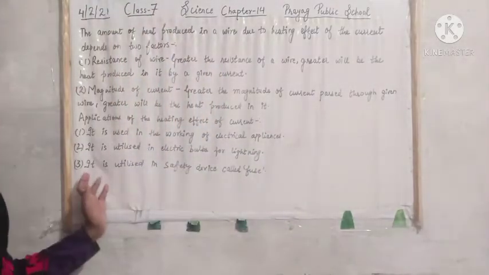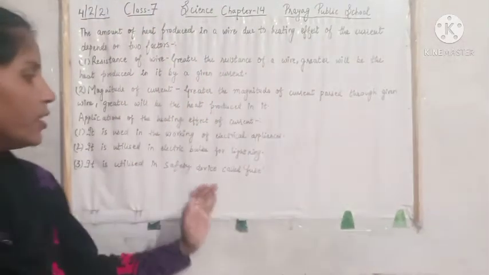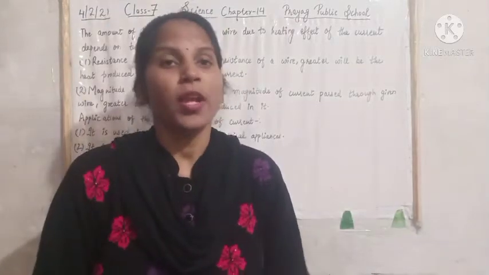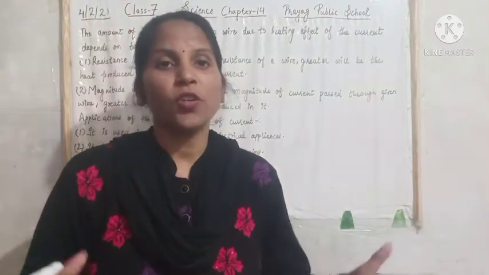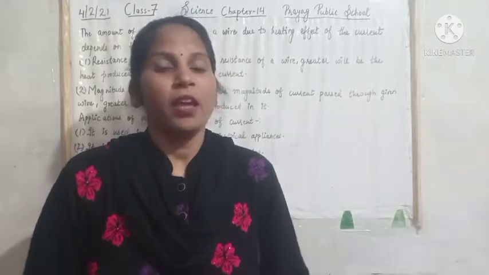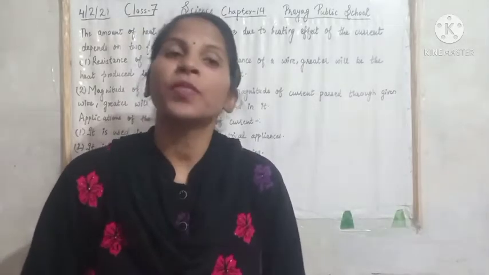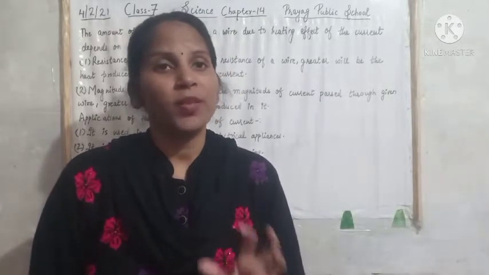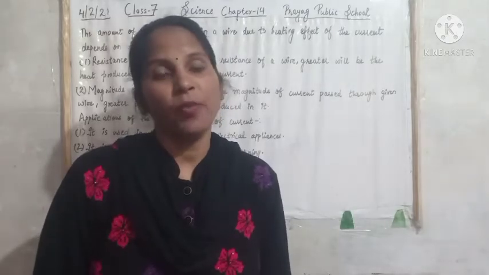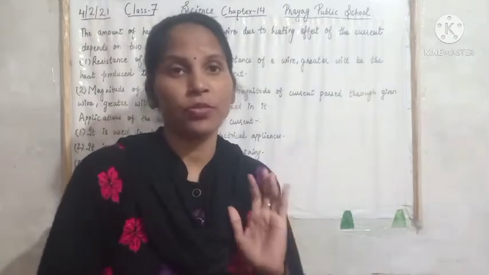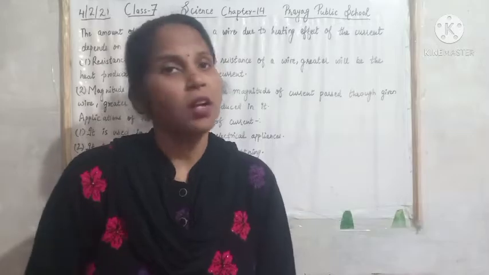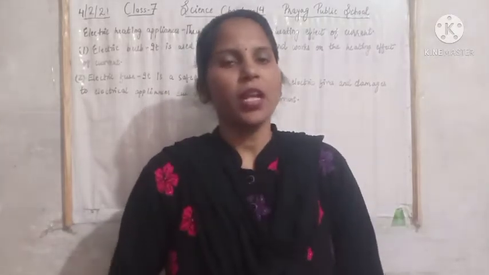Then the third one is it is utilized in a safety device called fuse. So it is also utilized in a safety device called fuse. What happens if there is a large flow of current? Then the fuse automatically melts, thus preventing the wiring of the house. Electrical heating appliances.